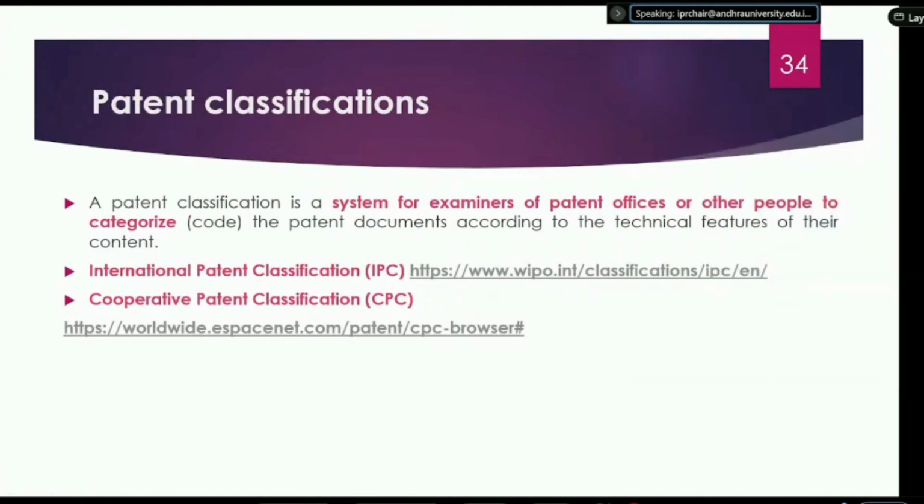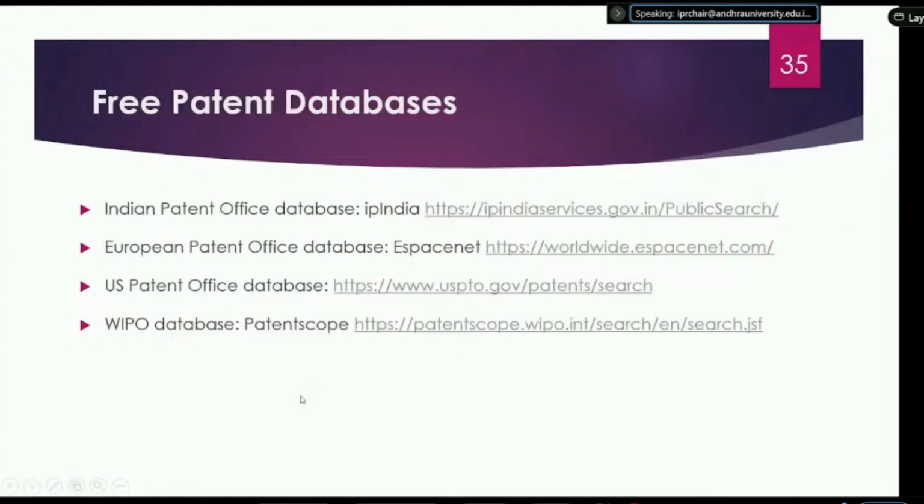The International Patent Classification is developed by WIPO, so you can just click on it and see what the classifications are. And the Cooperative Patent Classification is jointly developed by the USPTO and the European Patent Office. So there is not much difference, but some differences are there. If you are interested, you can go through and see that.